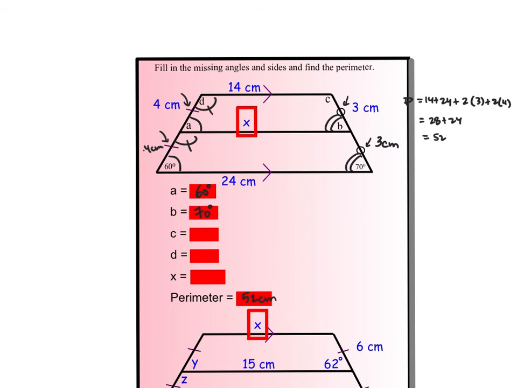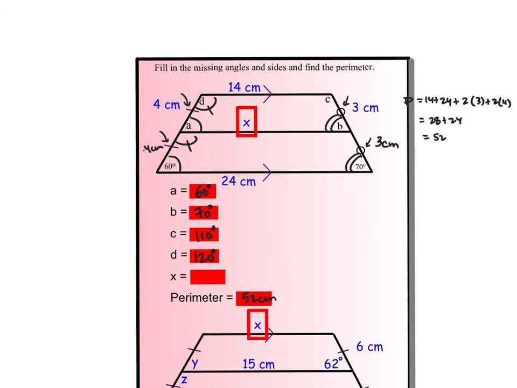And the cool thing that I know in trapezoids is that in this case A and D would be supplementary. That would make D 120 degrees. Likewise, I can see on the other side that B and C would be supplementary. Therefore, since B is 70, C would have to be 110. Right? They'd have to add up to 180.